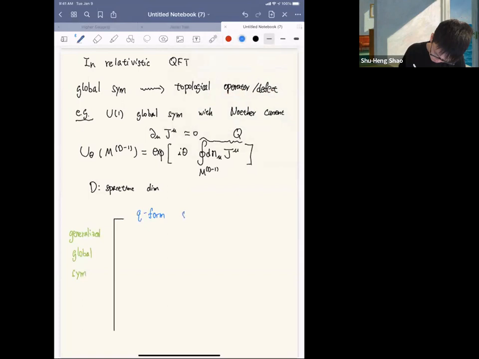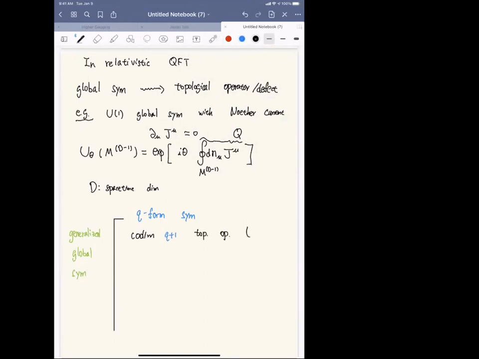Now, what is a Q-form symmetry? The Q-form symmetry is implemented not by a codimension one topological operator, but by a codimension Q plus one topological operator. I have a question. Yes, please. So when you're saying that this codimension one manifold is not just space, but can include some time as well, how is the conservation of the charge brought about here?